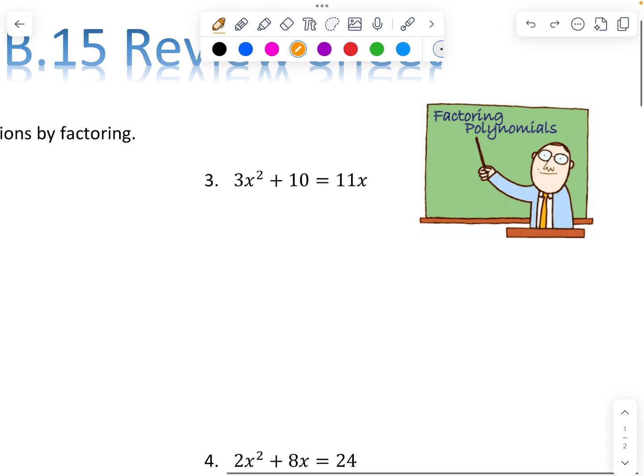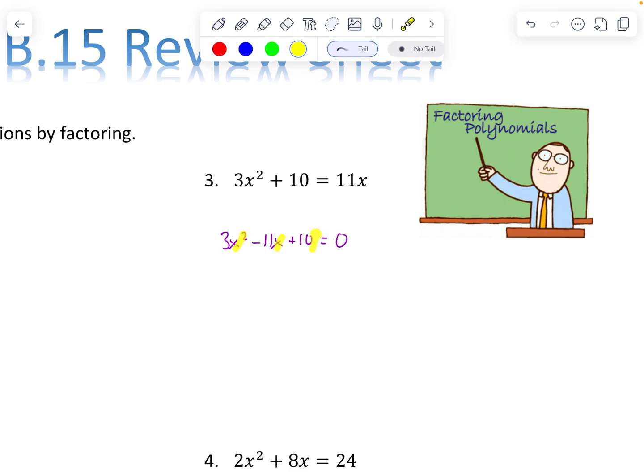Okay, coming up to number 3. Now this one's going to be more difficult because our leading coefficient is not 1. We still have to set it equal to 0 first, so we have to take care of that 11x. So first subtract 11x from both sides, and I'm going to write it in standard form. So it goes x squared, then x, then the term that doesn't have x in it.